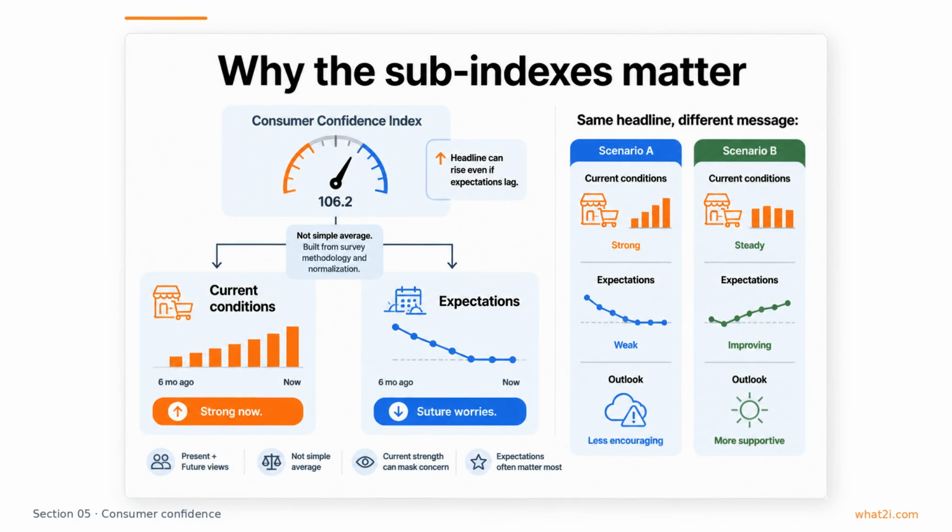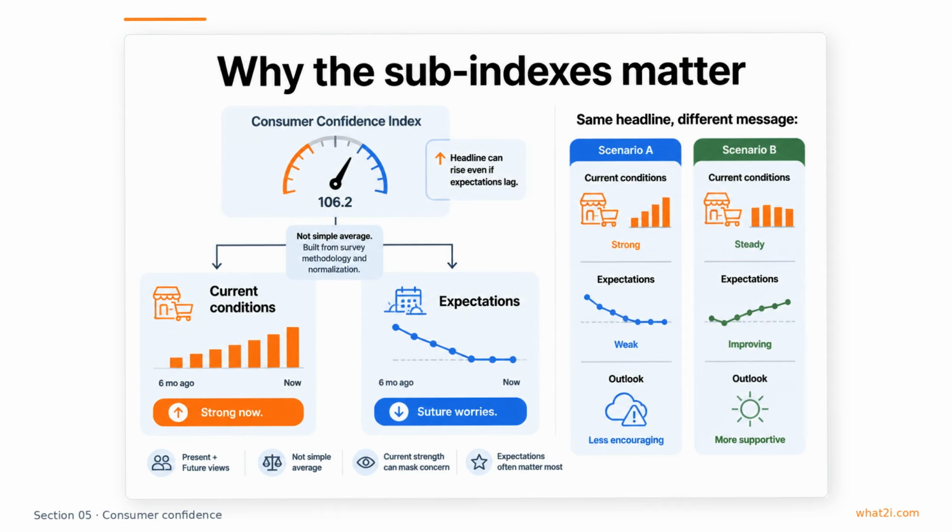The sub-indexes matter because the headline can hide different stories underneath. A confidence index blends views about current conditions and future expectations, and those parts do not always move together. Strong present conditions can make the headline look solid even when households are becoming more worried about the months ahead. Expectations often matter more for the outlook because they are more closely linked to future spending behavior. Two identical headline readings can therefore carry different implications depending on what is driving them. Serious analysis looks through the top number to ask whether optimism is about today, tomorrow, or both.